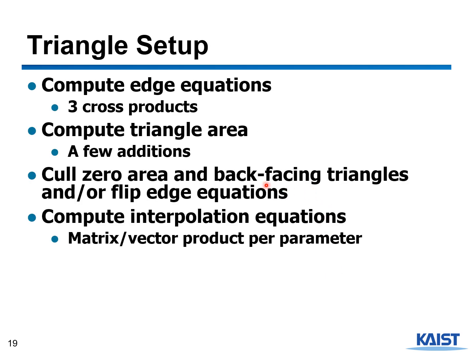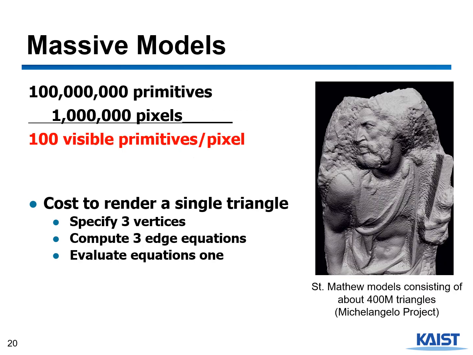So, in summary, this is known as triangle setup. Once you compute the vertices in image space, you compute the edge equations by performing the cross product, and you can compute the triangle area with a few additions. Then you cull zero-area or backface triangles, or flip the edge equation, and you also compute the interpolation equation. Basically, this is just a few matrix-vector products per parameter. So everything can be carried out very efficiently.